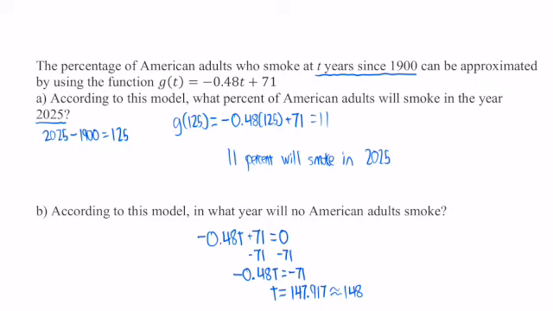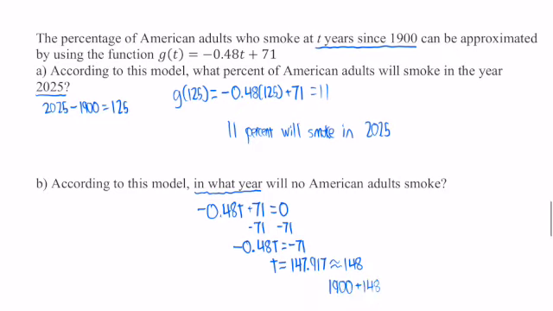Now this problem is asking in what year it would be. t is years since 1900, so we'll take our estimated answer of 148 and add that to 1900, and we would get our answer of 2048.